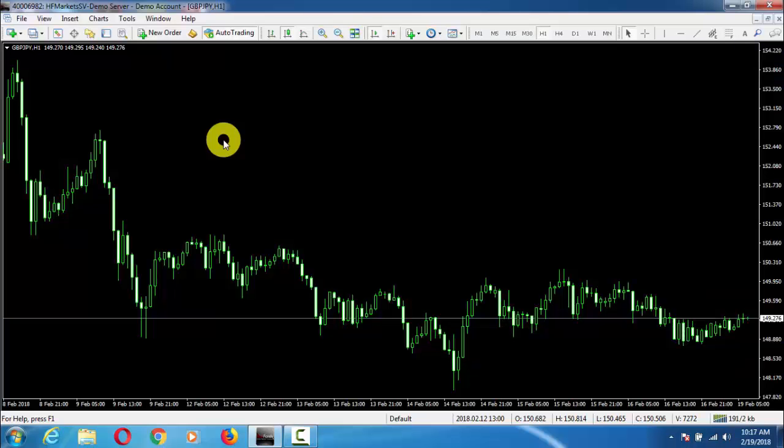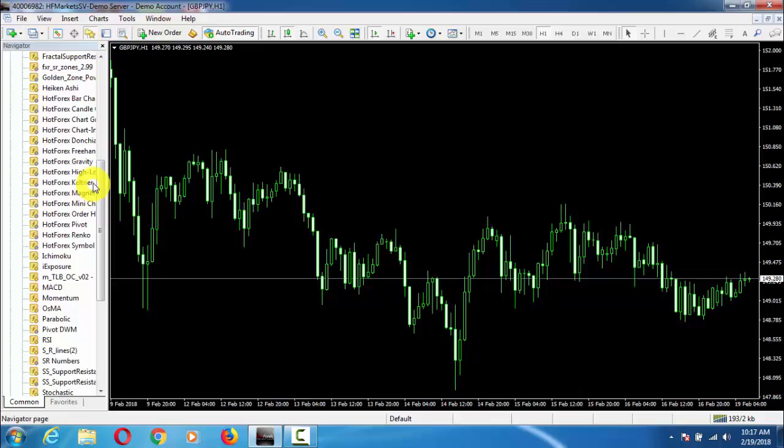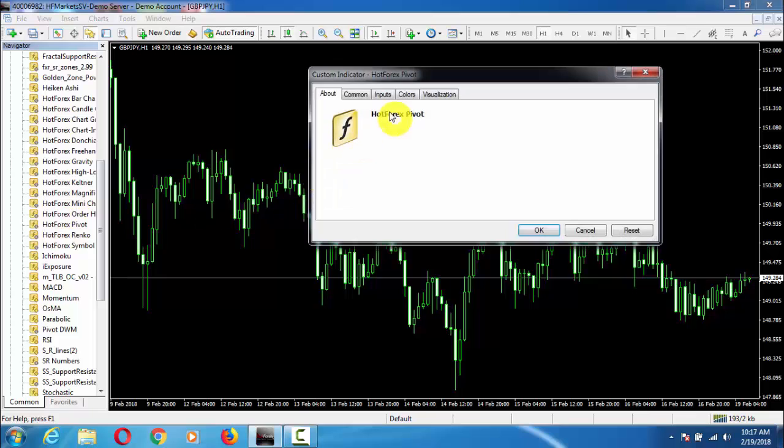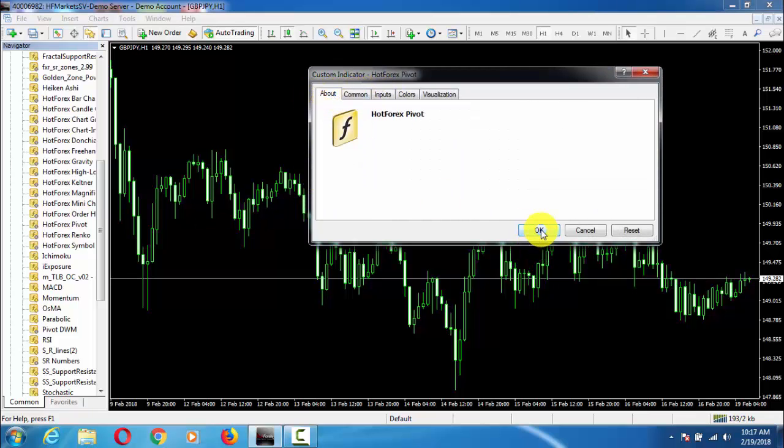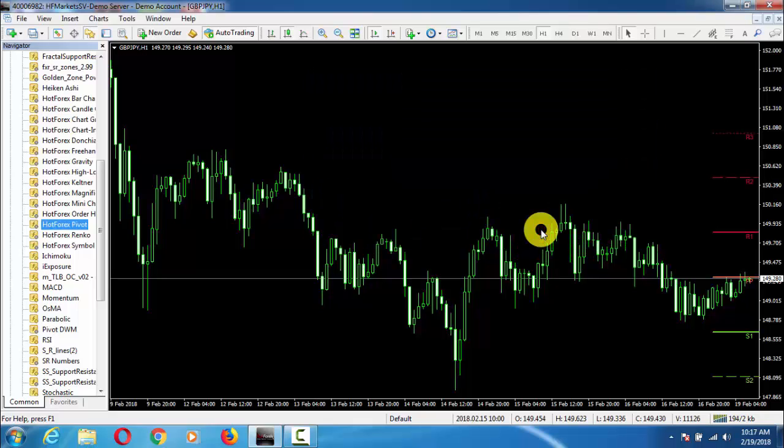Okay, alright. So now to get pivot point indicator, first of all we need to click here on navigator, okay, and then we will go to here in this pivot point indicator. Just double click on that and then we will get this indicator, okay. Press okay. So here we got pivot point indicator.